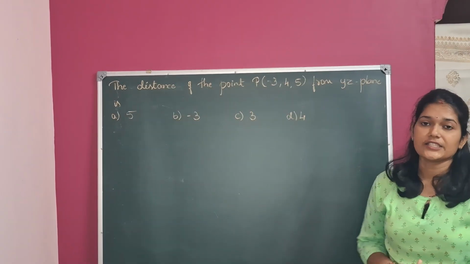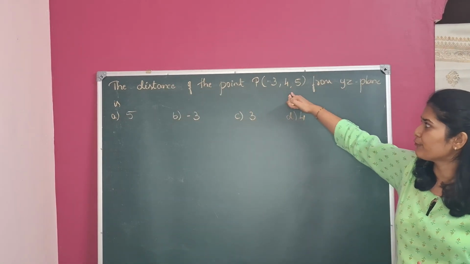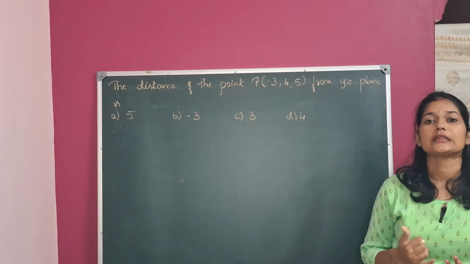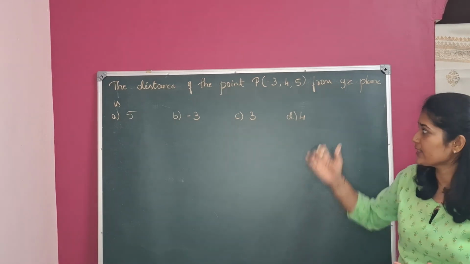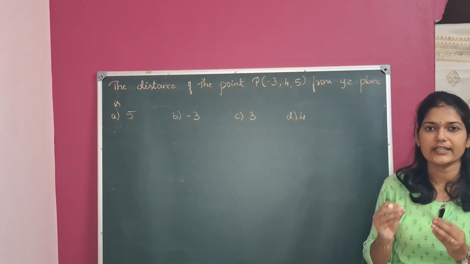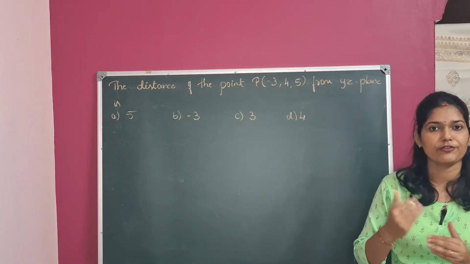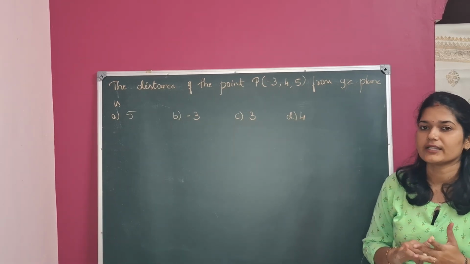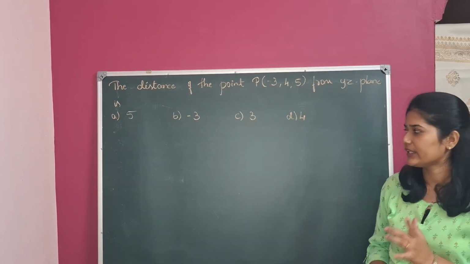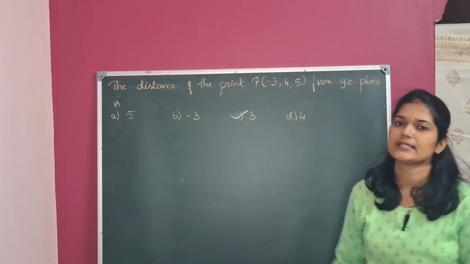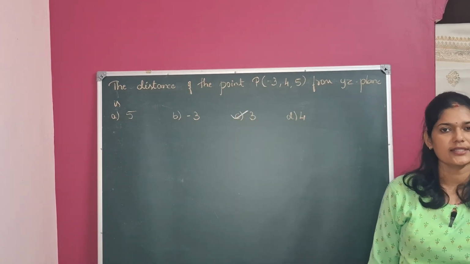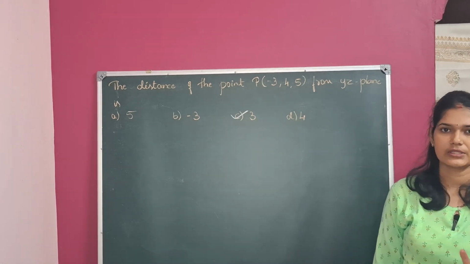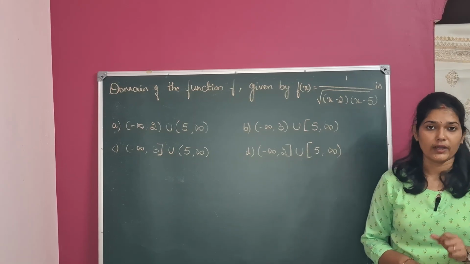Option C. The distance of the point minus 3, 4, 5 from the YZ plane. So, the distance will be 3 units. That is, if we have the point x, y, z, the distance will be x units from the yz plane. And we also know that the distance cannot be negative. Therefore, the answer is 3. It cannot be minus 3. The answer must be 3. The distance is plus 3. That is option C.